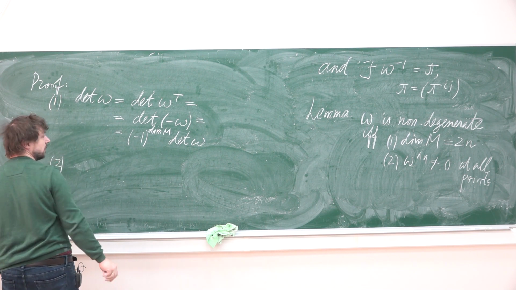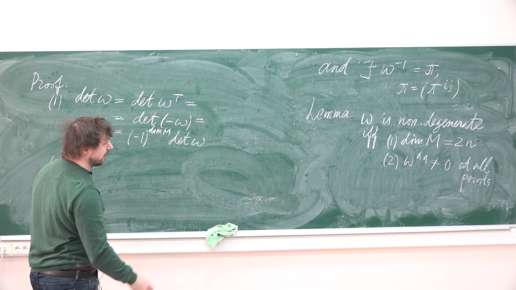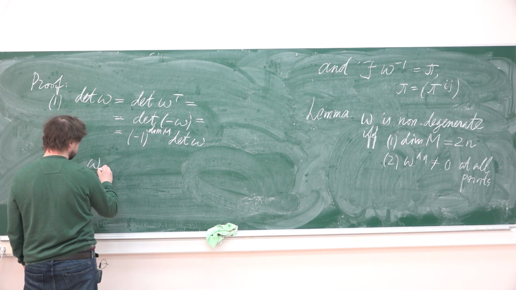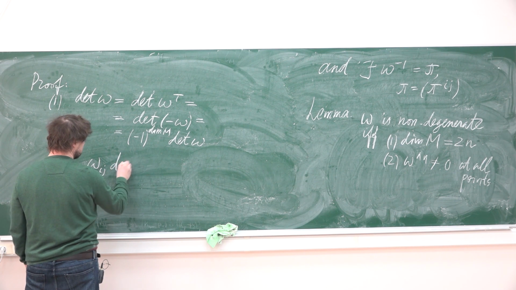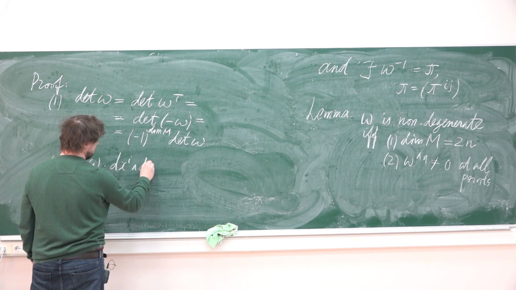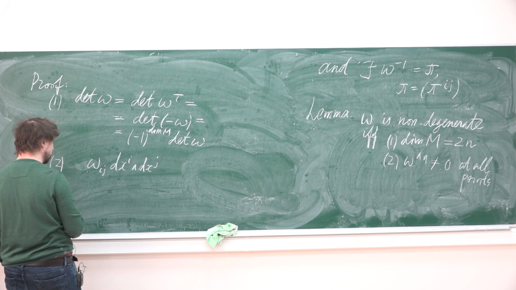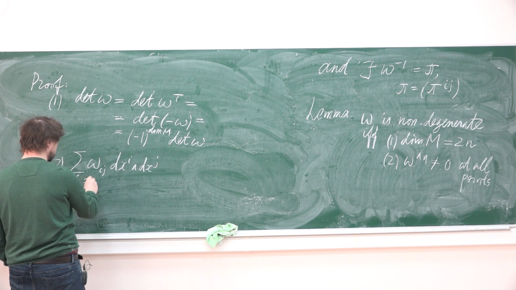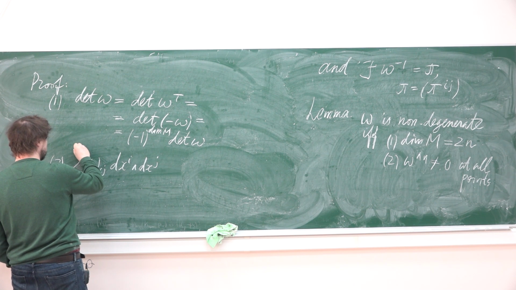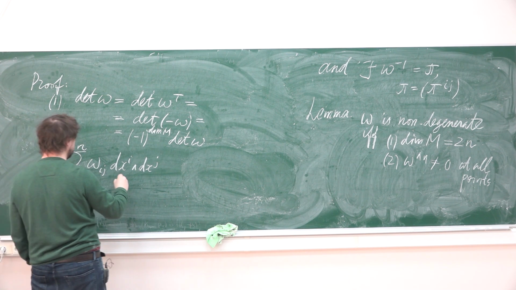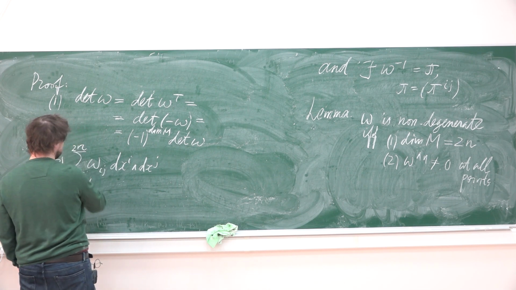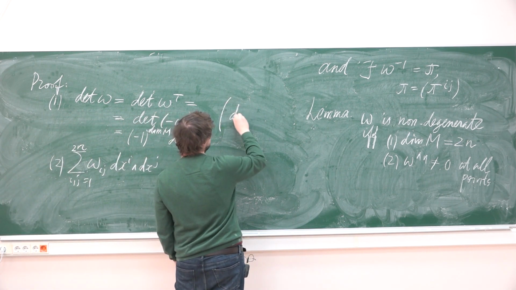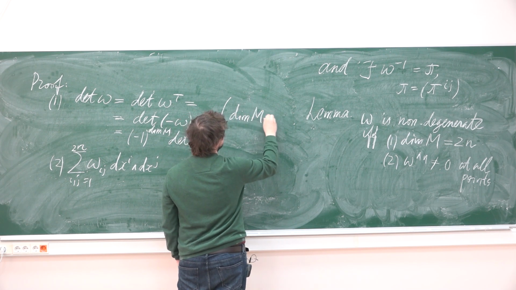Number two is based on the following fact: when you take omega ij dxi dxj, you can actually take the sum for all ij from 1 to, let n be half of the dimension of M. So from now on, I'll denote the dimension of M by 2n.